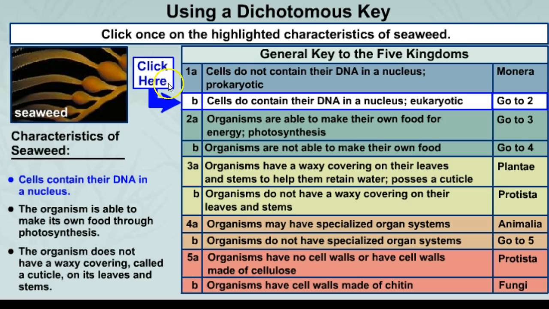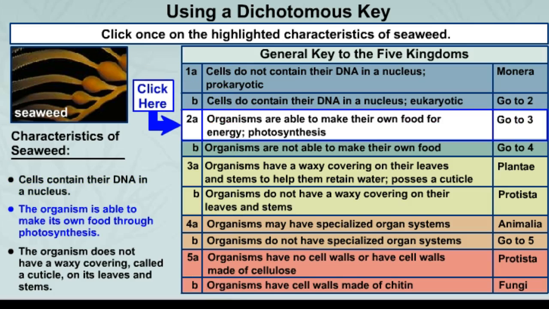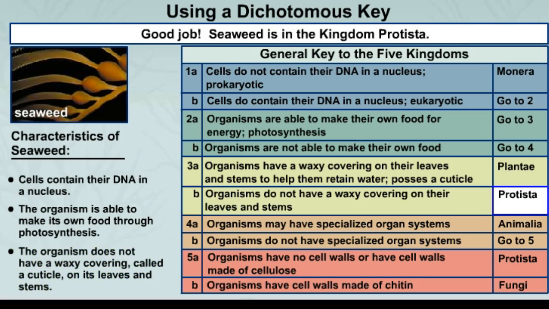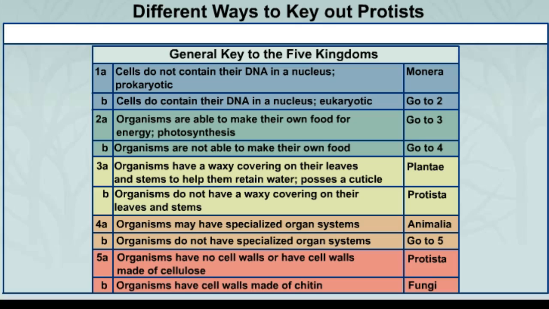Cells contain their DNA in a nucleus. The organism is able to make its own food through photosynthesis. The organism does not have a waxy covering, called a cuticle, on its leaves and stems. Good job! Seaweed is in the kingdom Protista. The dichotomous key led to the kingdom Protista.